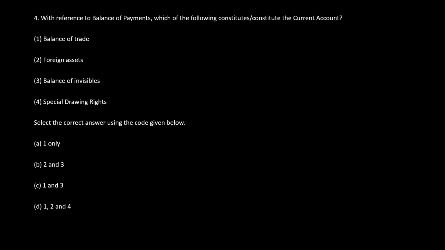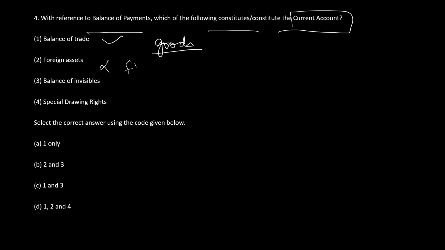Next, with reference to the balance of payment, which of the following constitutes the current account? So we are going to look at the current account. We have balance of trade, the goods and services which we trade. So this is foreign assets? No. Let us say we are bringing FDI, FII or ECB, then we have these under capital account. Then we have balance of invisibles, we have this under current account. Then we have SDRs which we can take from IMF, it is under capital account. So we have 1 and 3.